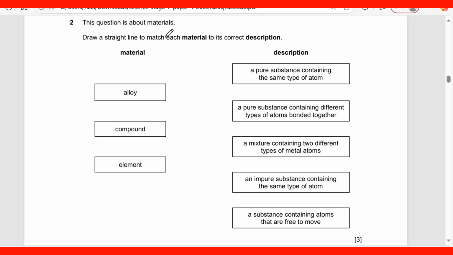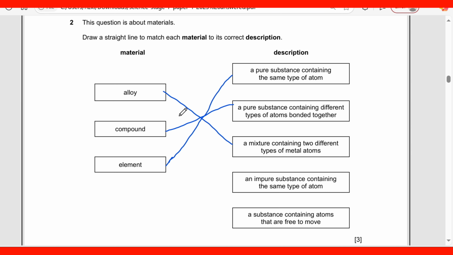Let's check out the answer, guys. This is the only possible answer. Alloy is a mixture containing two different types of metal atoms. Compound, a pure substance containing different types of atoms bonded together chemically. Element, a pure substance containing the same type of atom. Let's take a look at the explanation.